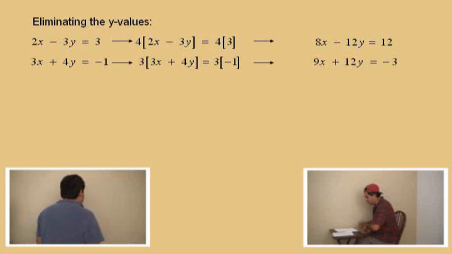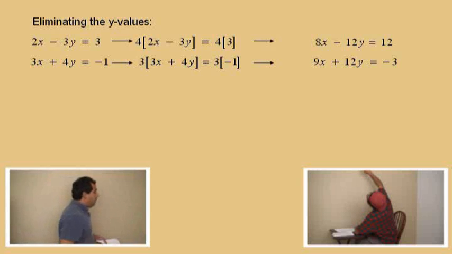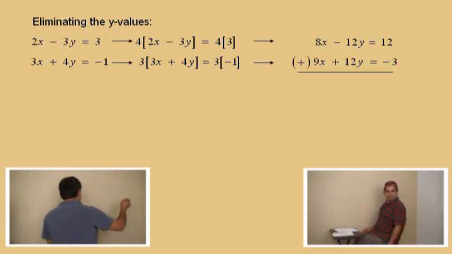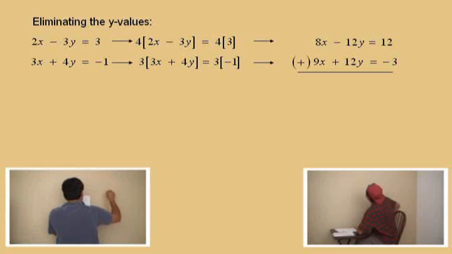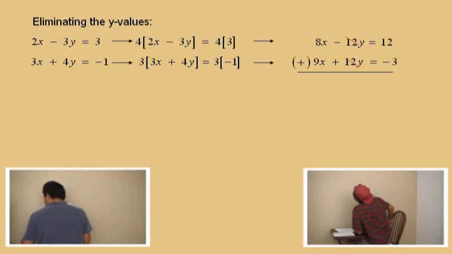Okay, now, Charlie, notice here. We have a negative 12y on top and a positive 12y on the bottom, they're opposite in sign. So to eliminate these y values, we said in class that we would do what, Charlie, to these two equations? Add them. Add them, very nice. Because if we think of it as a negative 12y plus 12y, that will be zero, and they'll cancel there.